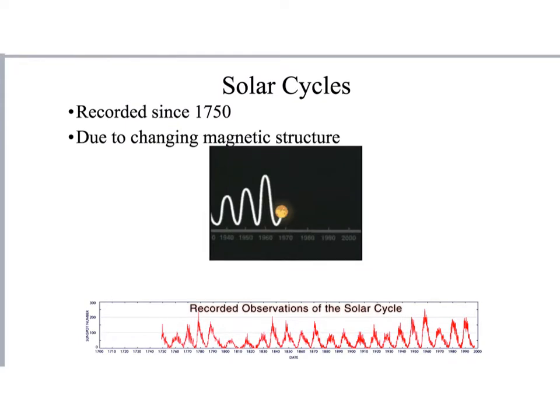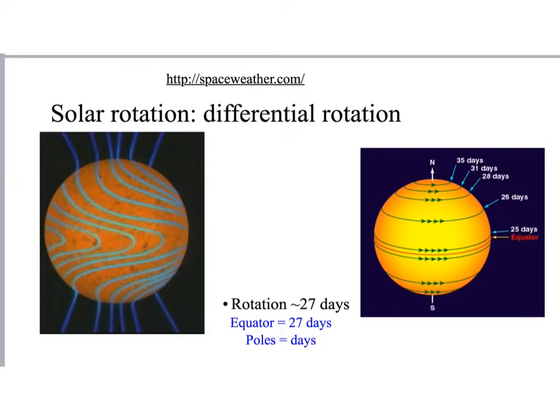So solar cycles and sunspots have been recorded since approximately 1750. These are very easy to observe. You guys will be doing this in class. But we now have a couple hundred years of relatively accurate sunspot recordings from astronomers all over the world. They all correlate together, and we can see this pattern emerge of sunspot behavior through time. And this is all due to the changing structure of magnetism within the sun.